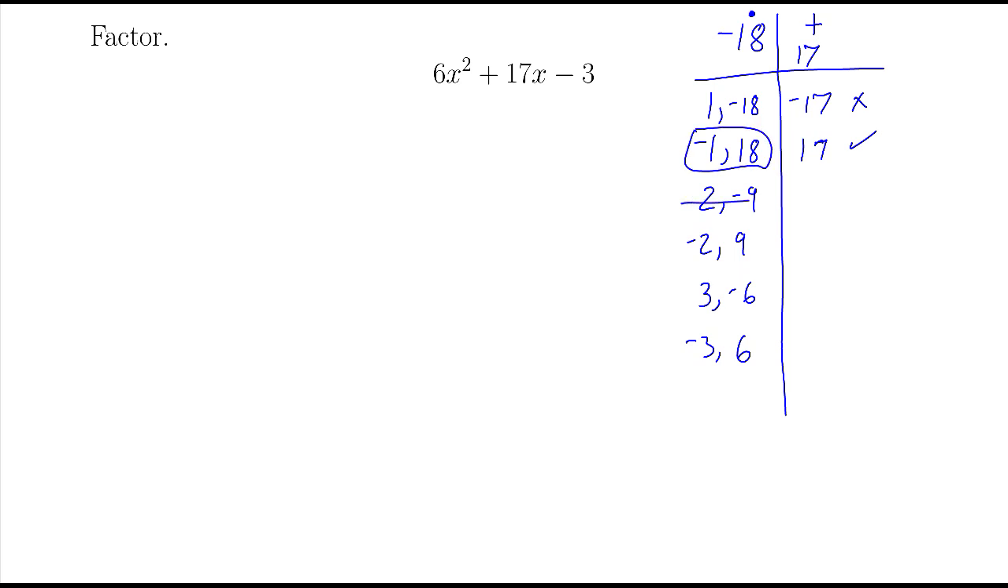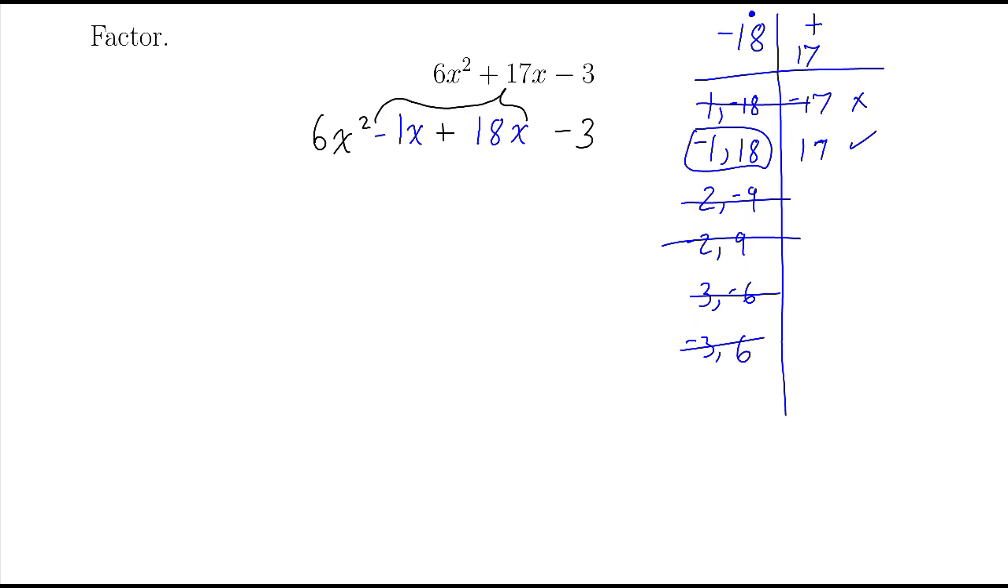I kind of wasted time going through all of these. So I'm going to use that information to split up 17x. Bring down 6x squared, bring down minus 3, leave a plus in between, because I am going to put negative 1x and positive 18x there. Remember, those two together are 17x, right? So you can see how these two are connected. Negative 1x plus 18x is 17x. So I can split 17x up into those two.